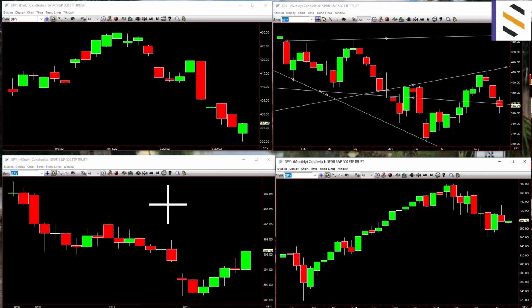So, we're always looking at the multiple time frames and saying, okay, if it goes up, what potentially happens here? If it goes down, what potentially happens here? Right? If it goes inside, what does that mean? Right? So hopefully that makes sense.